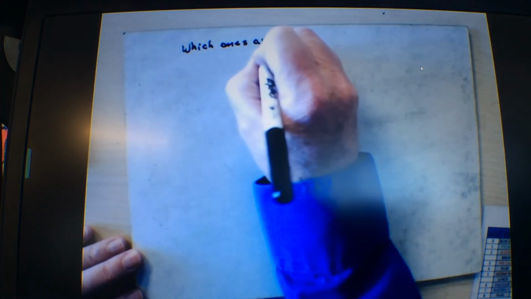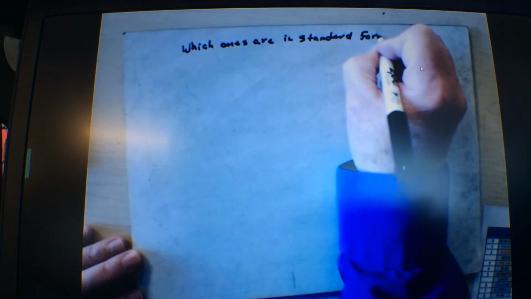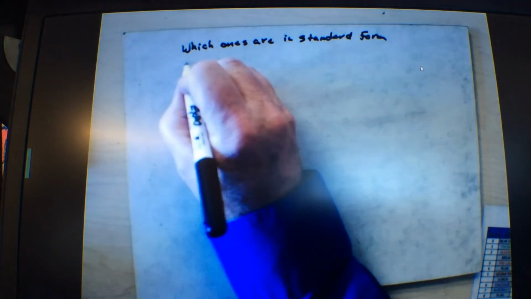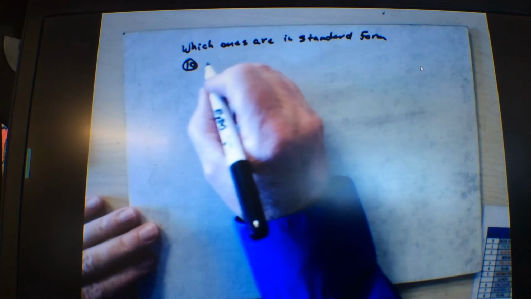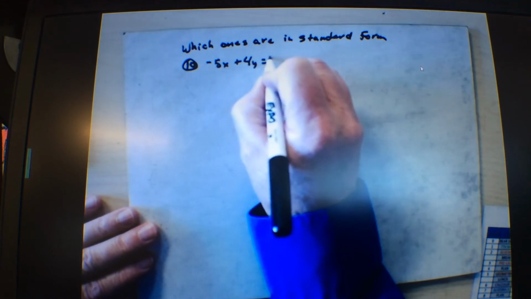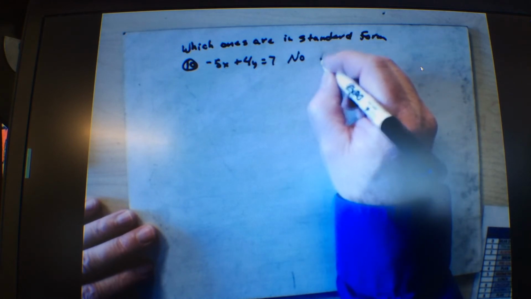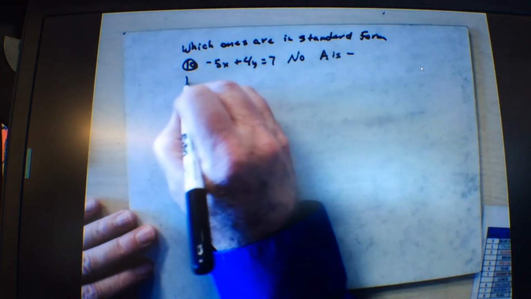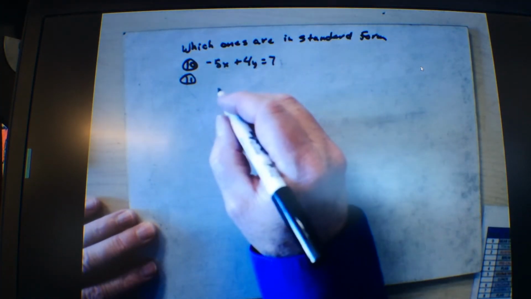Now I want you to tell me which ones are in standard form. What number am I on? 10? You give me a yes or a no. This is going to be multiple choice. A negative 5x plus 4y equals 7. Is that in standard form? Yes or no? No. Why not? Because A is negative. I should have put that in red. We'll come back.